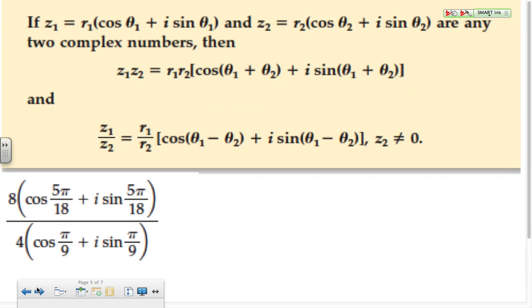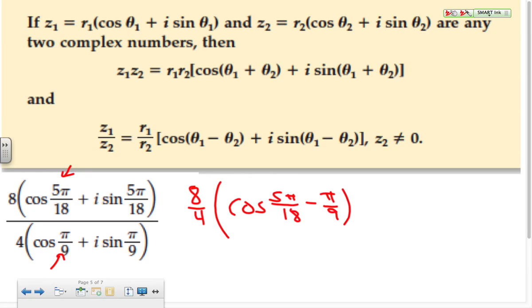Moving on to division, and this is the last example today. So for division, we're going to use the division formula. We have 8 and 4 as my R1 over R2, so 8 over 4 times cosine of theta 1 minus theta 2. Theta 1, theta 2. So cosine of 5 pi over 18 minus pi over 9, plus i sine of the same thing, 5 pi over 18 minus pi over 9.